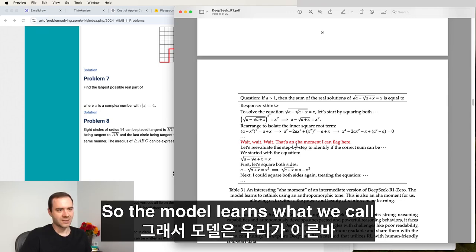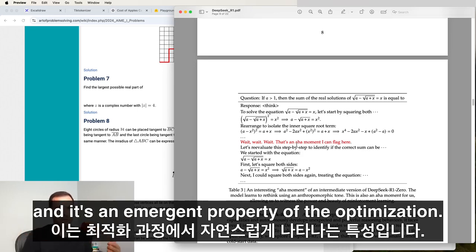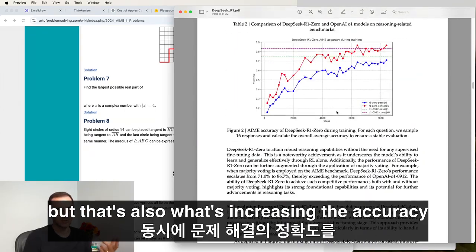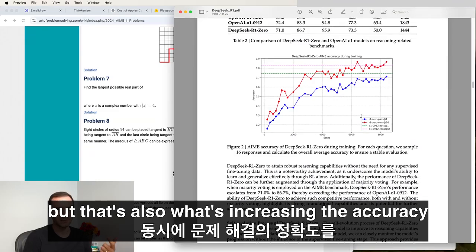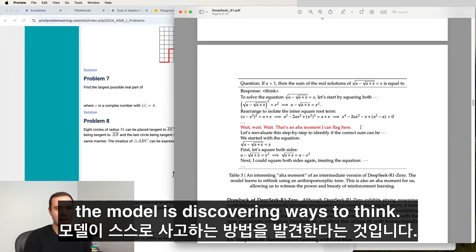So the model learns what we call these chains of thought in your head, and it's an emergent property of the optimization. That's what's bloating up the response lengths, but that's also what's increasing the accuracy of the problem solving. So what's incredible here is that the model is discovering ways to think.